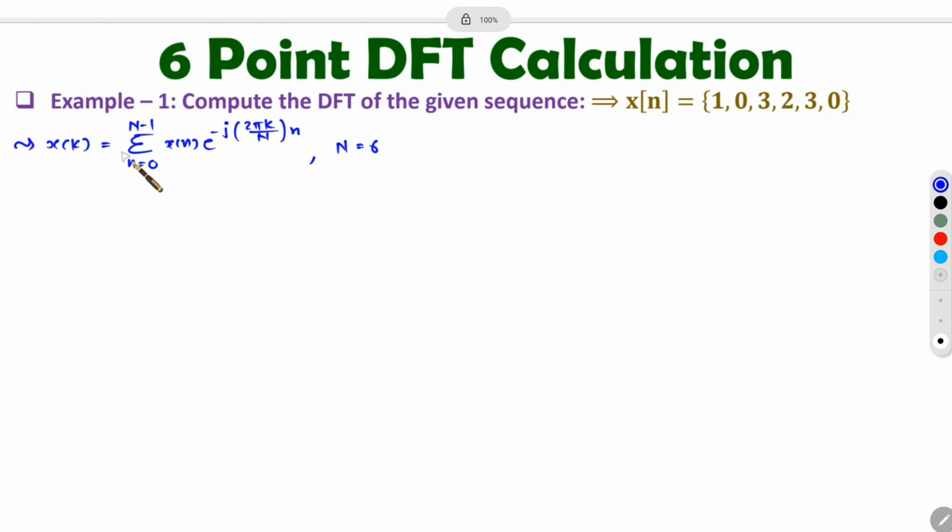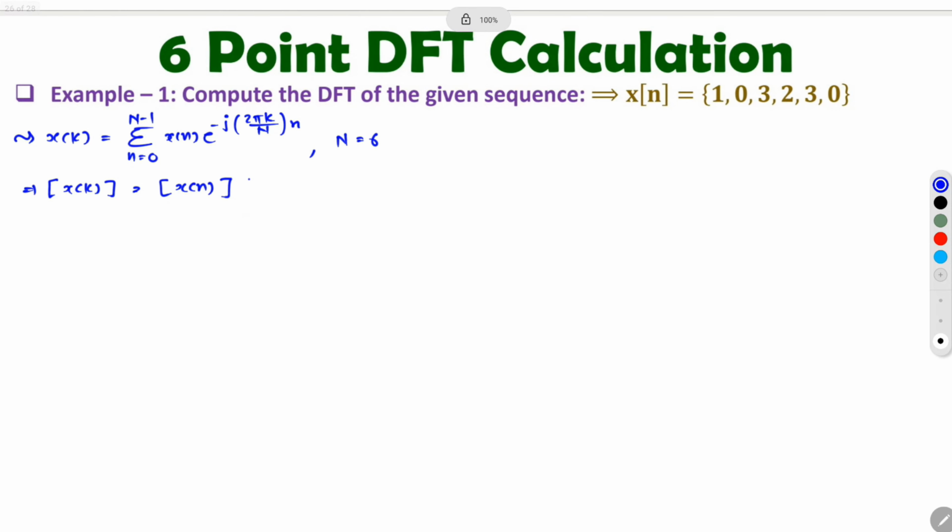Now here I will not use this equation. The reason is using this equation our calculation will be a bit lengthy. So here I'll be using matrix method. So here what I'll do is I'll be calculating matrix of DFT, that will be matrix of x of n, that is the sequence, into matrix of weightage factor Wn. See, matrix of weightage Wn, that will be as per e to the power minus j 2 pi k by capital N into small n.